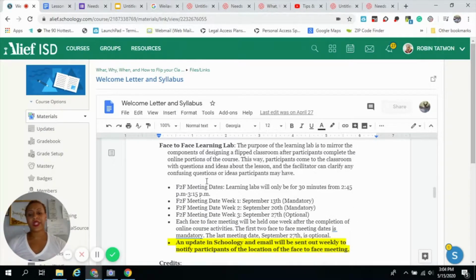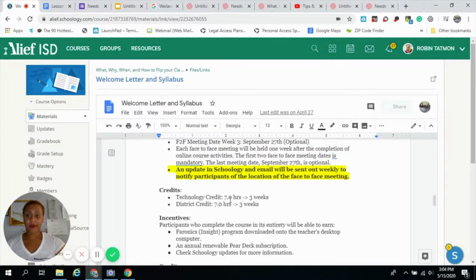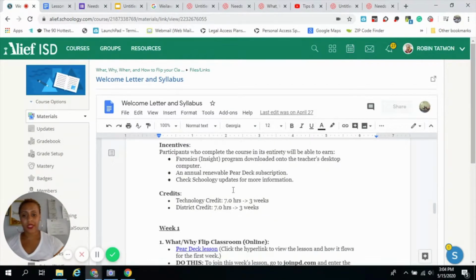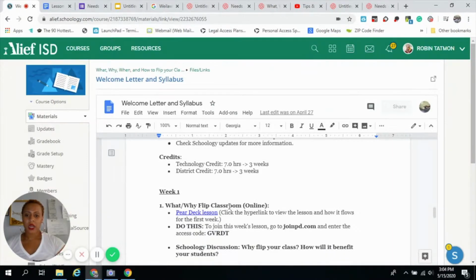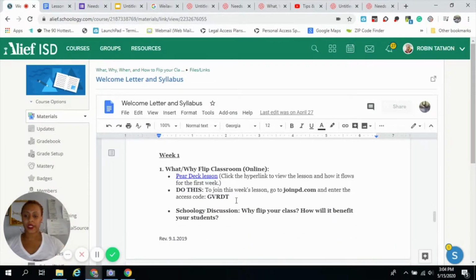And then I also included information about the face-to-face learning lab. I had the meeting dates for those, and I also had which ones were mandatory and which ones were not mandatory. I let them know that any update in Schoology and email will be sent out weekly to notify participants. When I go into week one, that is the week that I had completed first for them, so if they want to go ahead and get started on that, they could.